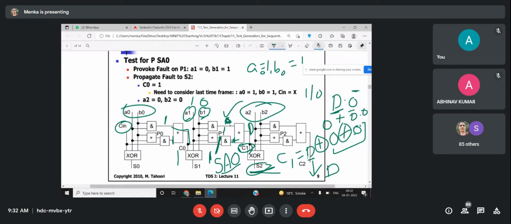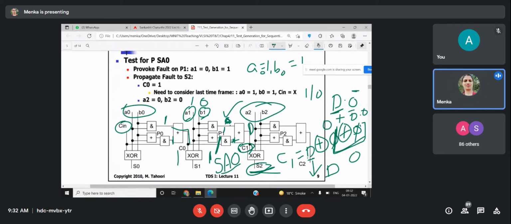Ma'am, we can also have A2 and B2 as 1 1, no? Yeah, that will also work. Both being 1 1, the XOR of this is going to be 0, right? And D is going to be propagated to the output. Okay. Ma'am, A2 and B2 can also be 1 0, because then we will get D bar at the output instead of D. Yes, that is also correct. 0 1 is also correct.